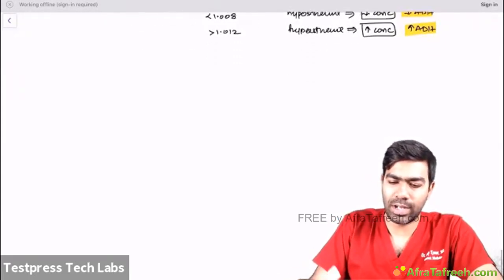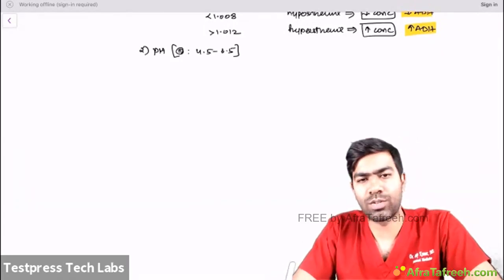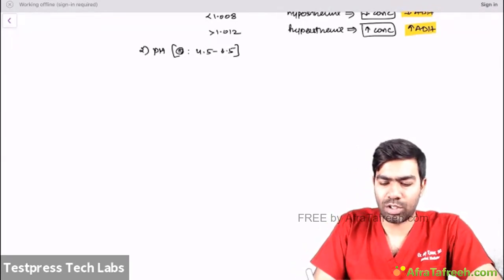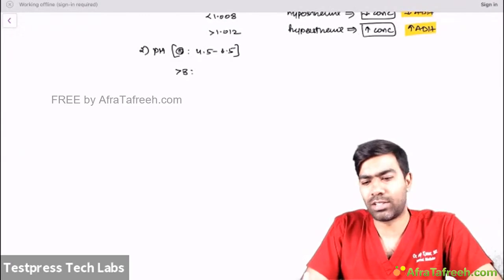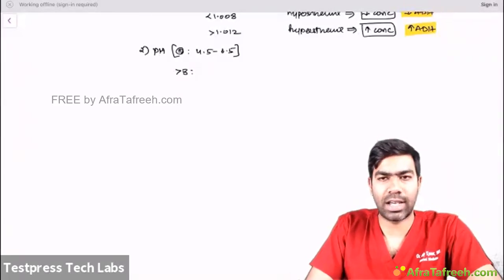The second thing that you'll be getting in the dipstick is the pH of the urine. So you know the normal pH of the urine is somewhere around 4.5 to 6.5. You know how to make use of pH in the exam. So remember, whenever the patient is having a pH of more than 8, this is extremely high pH. There are two possibilities here. When the pH is more than 8, it means it's a heavily alkaline urine.